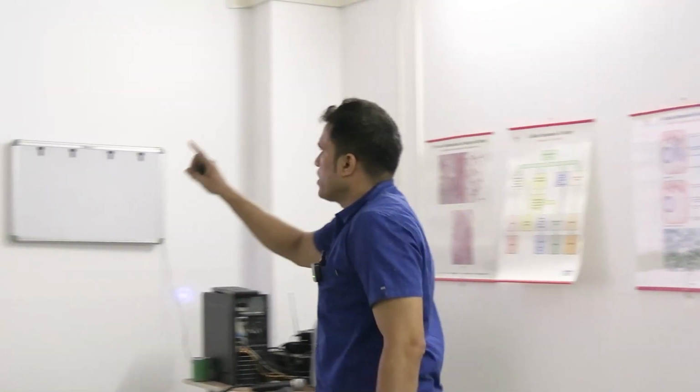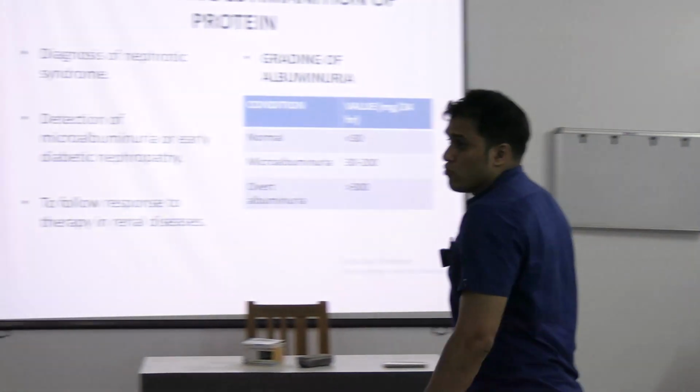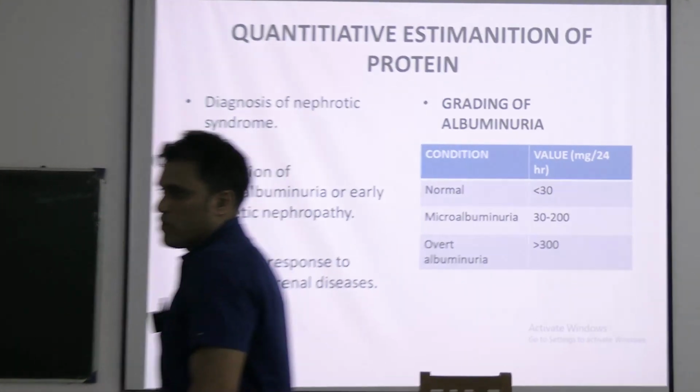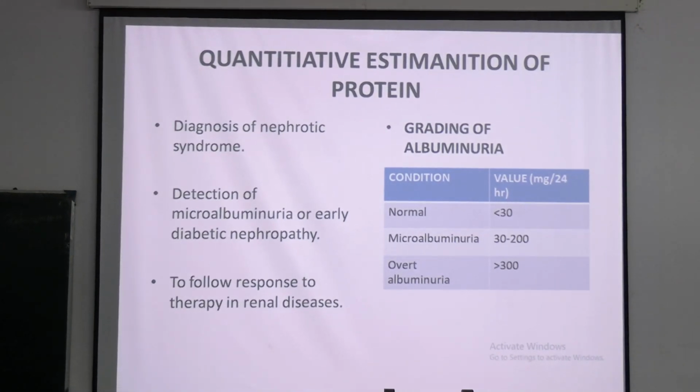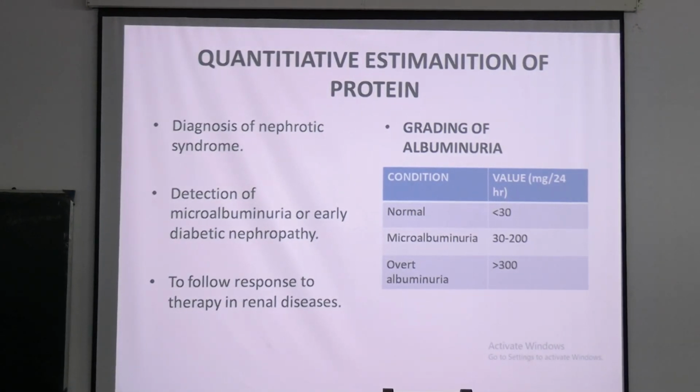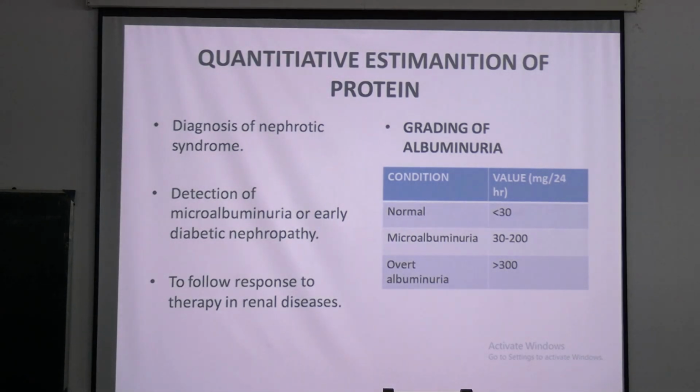Then comes quantitative estimation of protein. What are the indications for quantitative estimation of protein? One is detection of nephrotic syndrome, two, detection of microalbuminuria or early diabetic nephropathy, and to follow response to therapy in renal diseases.